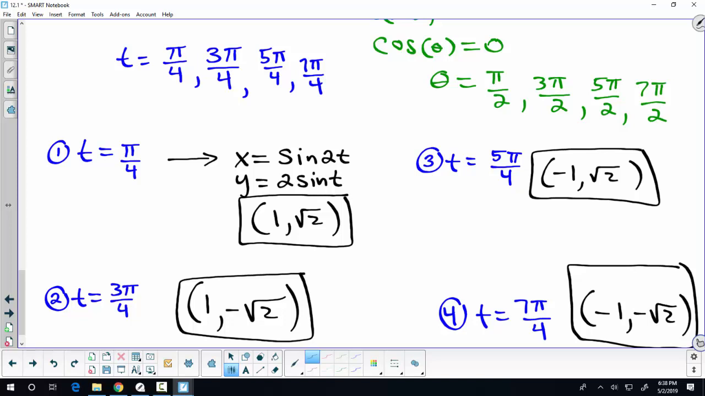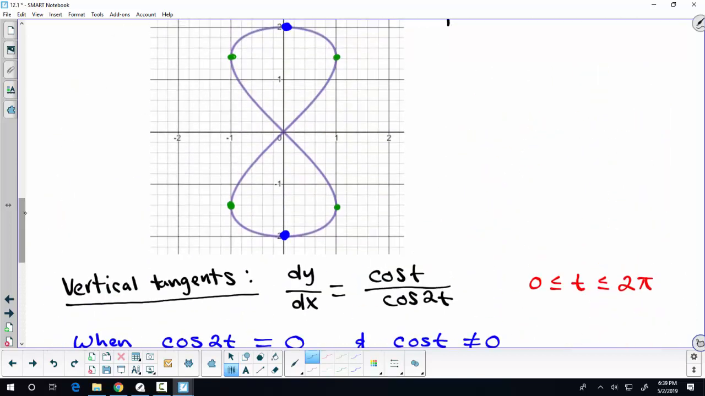Does anyone have any questions on that? This is a theme that shows up again when we start looking at polar coordinates. If we have a graph in polar coordinates, how do we determine where the tangent lines are vertical and horizontal? So it is something we see again.